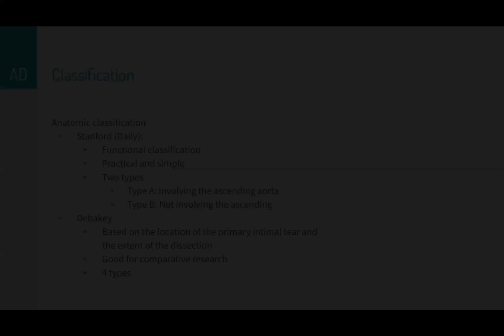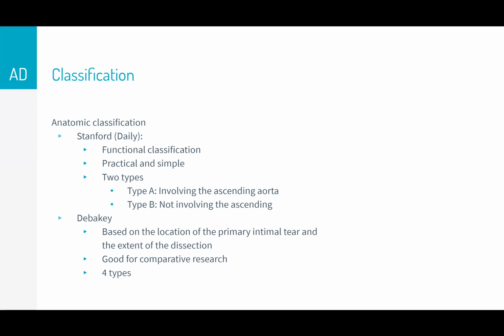So the anatomic classification, we have two types of anatomic classification. We have the Stanford or DeBakey classification. It is mainly a functional classification. It's practical and simple, and it is the most used, and it's used for management. And there are two types. We have type A, which mainly involves the ascending aorta, and type B, which does not involve the ascending aorta. I read recently that, let's pretend that an aortic dissection only involves the arch of the aorta.